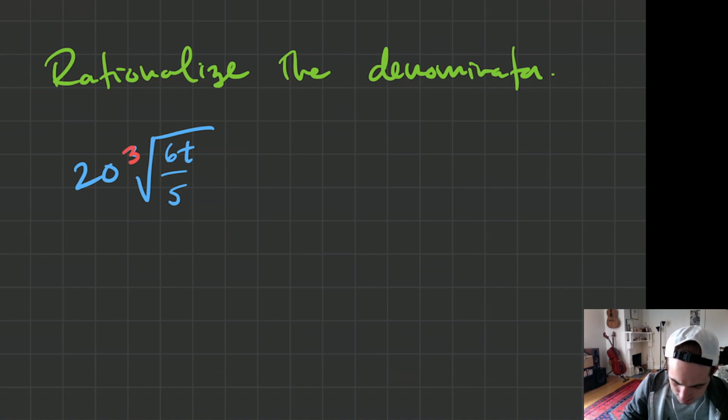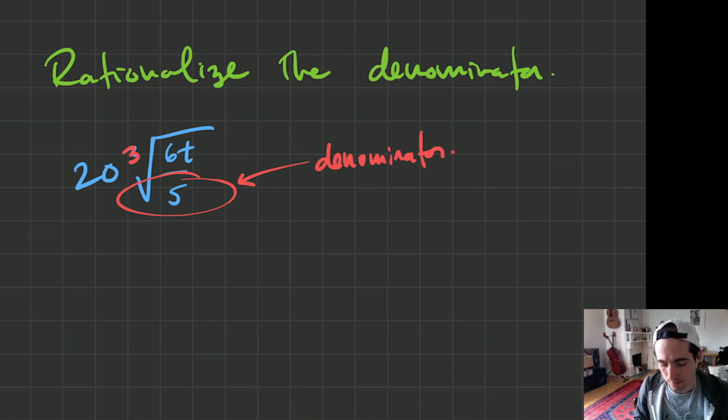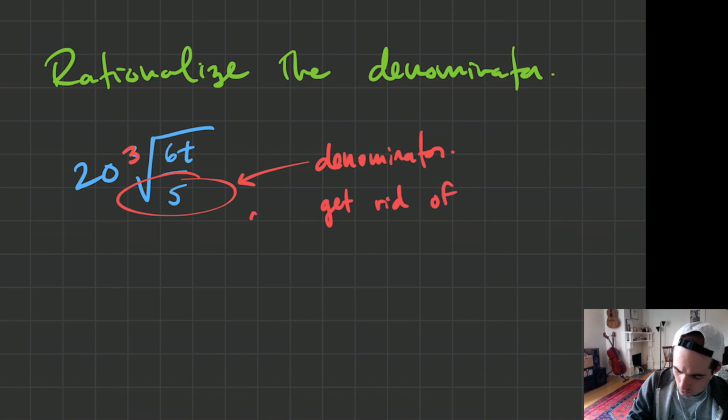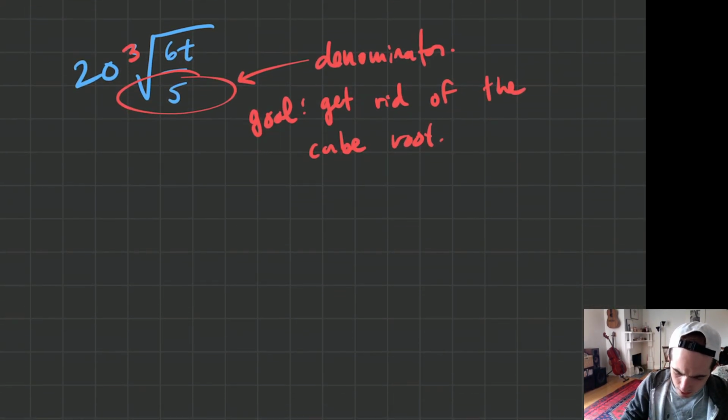So let's take a look at this, and let's first of all talk about what are we trying to do here? We're trying to rationalize the denominator. Well, this is the denominator right here. And currently that denominator is inside a cube root. So our goal is to get rid of the cube root. That's our goal.